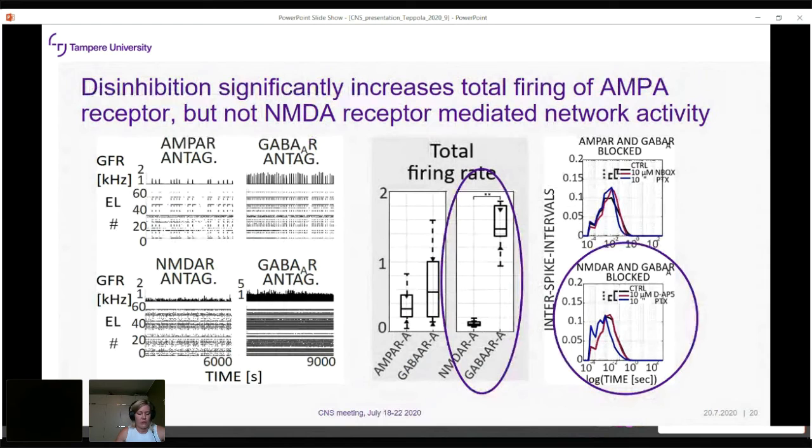We further studied the role of inhibition in network activity. Results show that when blocking the fast inhibition, total firing rate significantly increased in AMPA receptor-mediated networks, but not in the NMDA receptor-mediated activity when disinhibited. This result suggests that AMPA and GABA receptor with fast channel kinetics have a strong interaction in the network activity. We also saw that the interspike intervals became much shorter in AMPA receptor-mediated activity than in the NMDA receptors, which is another indication.